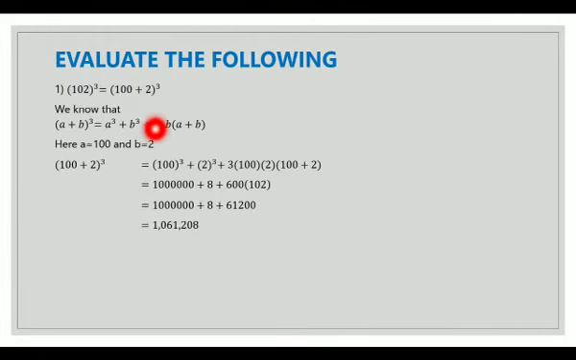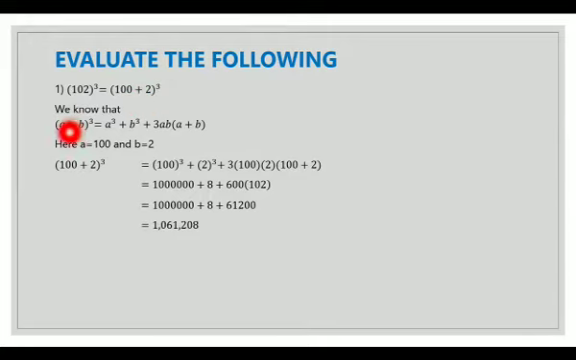Evaluate the following. The first one, 102 the whole cube. Now we have to write in the format (a plus b) the whole cube or (a minus b) the whole cube. But here it is 102, so we have to write it in the form of a multiple of 10, that is (100 plus 2) the whole cube.